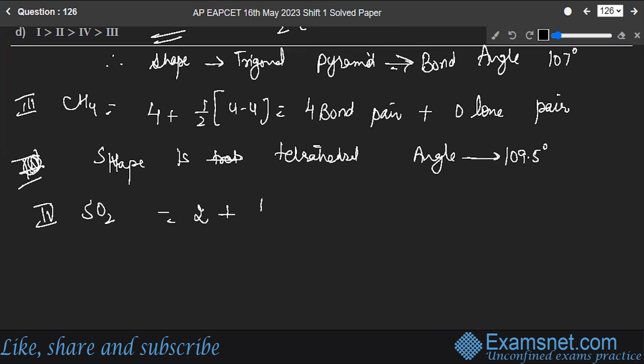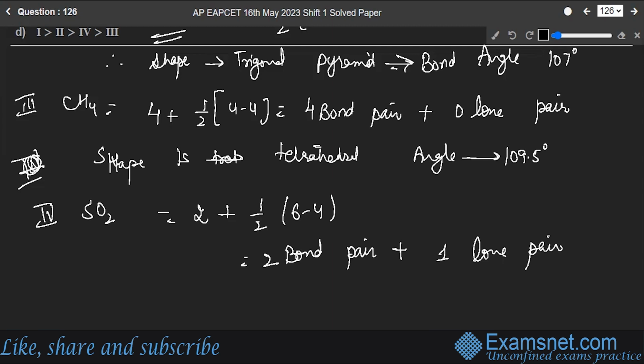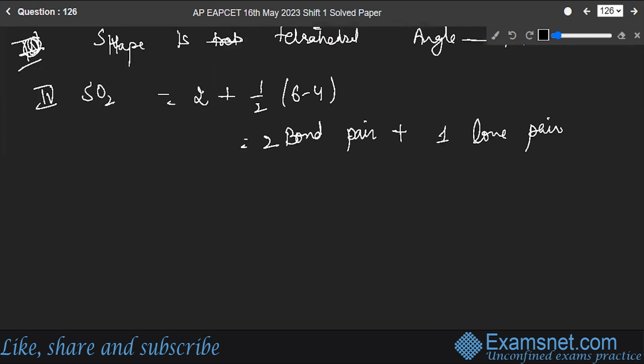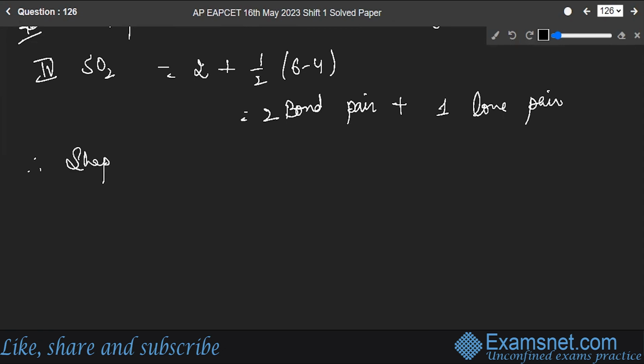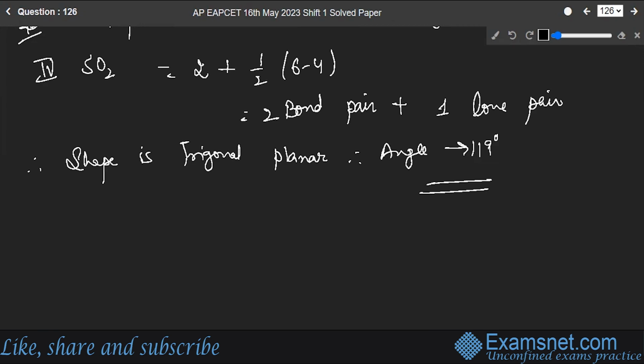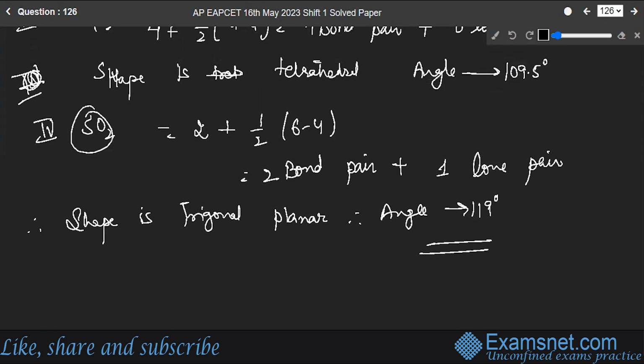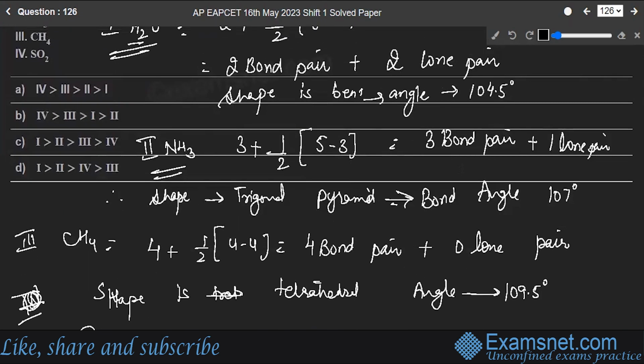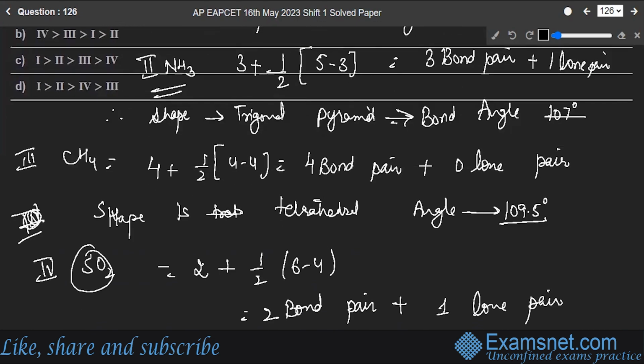The last one, that is your SO2, sulfur dioxide. This is 2 plus half of 6 minus 4. This is 2 bond pairs and 1 lone pair. That means the shape is trigonal planar. Therefore, the angle is 119 degrees. So you have to find out the angle order. I think the largest one is sulfur dioxide.